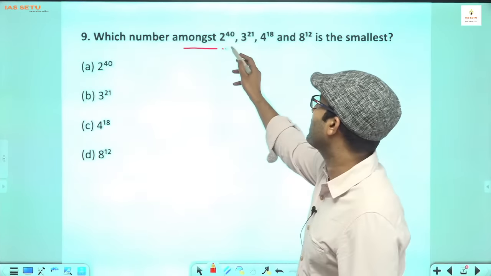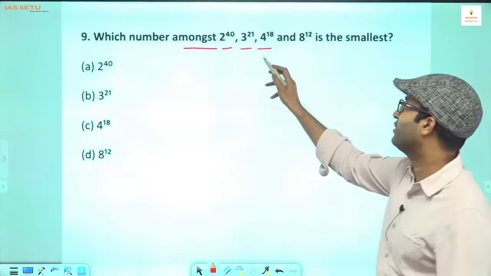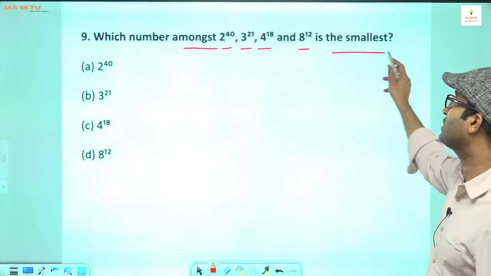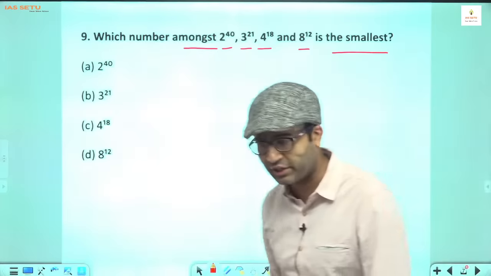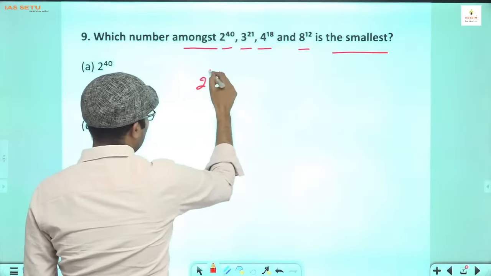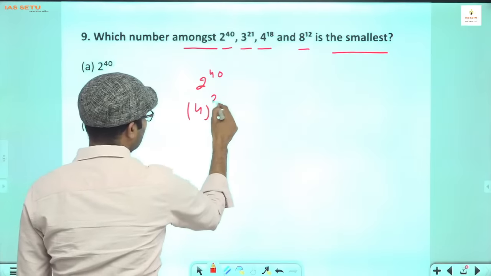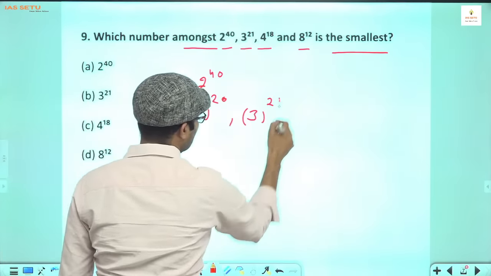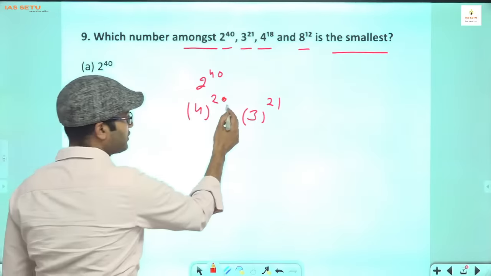Which number among 2 to the power 40, 3 to the power 21, 4 to the power 18, 8 to the power 12 is the smallest? Some students by mistake find the greatest. It is the smallest. So here 2 to the power 40 you can write as 4 to the power 20. This is 3 to the power 21. 4 to the power 20 is larger than this.